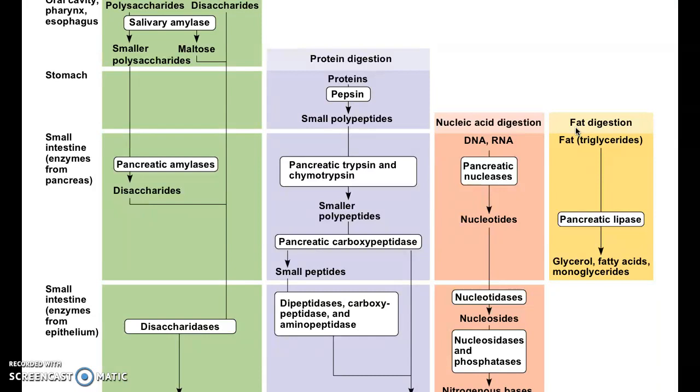Once bile comes into the duodenum, bile emulsifies the fat molecules. Lipase comes in and breaks it down. A fat molecule is basically a 3-carbon sugar. No, I'm sorry, 3-carbon alcohol, which is glycerol. This one.